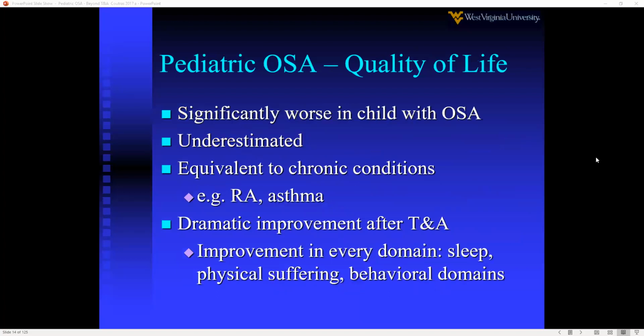I'm sorry, I missed some of my footnotes here, but the quality of life is significantly worse in a child that has obstructive sleep apnea, and the quality of life is often underestimated. They've done QOL surveys, and they found that the OSA kids are probably equivalent to other chronic conditions such as rheumatoid arthritis and asthma. And dramatic improvement occurs in these domains after tonsillectomy and adenoidectomy.